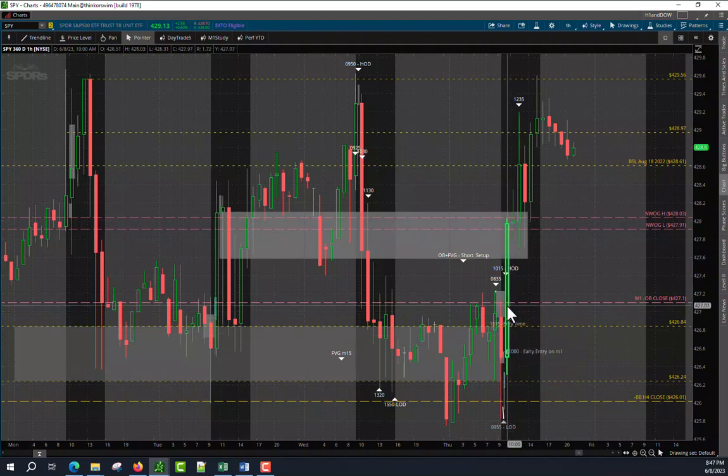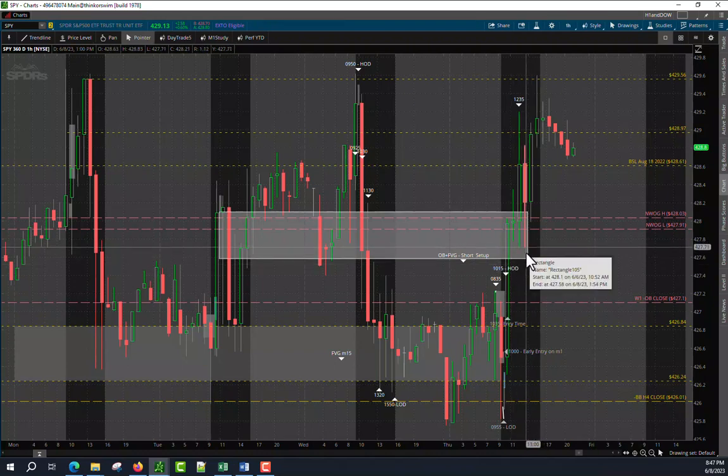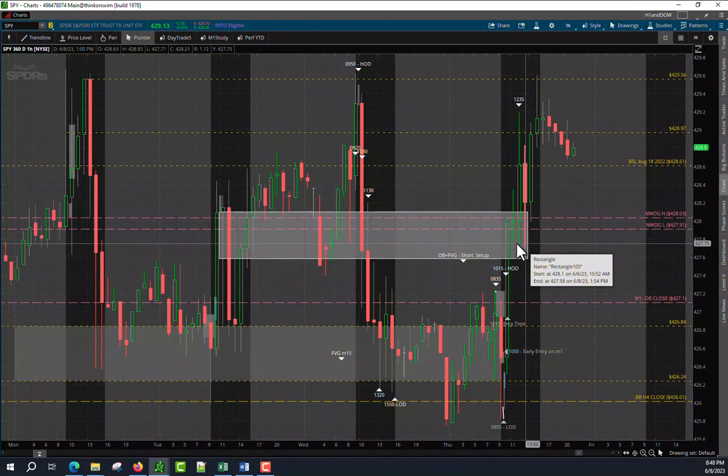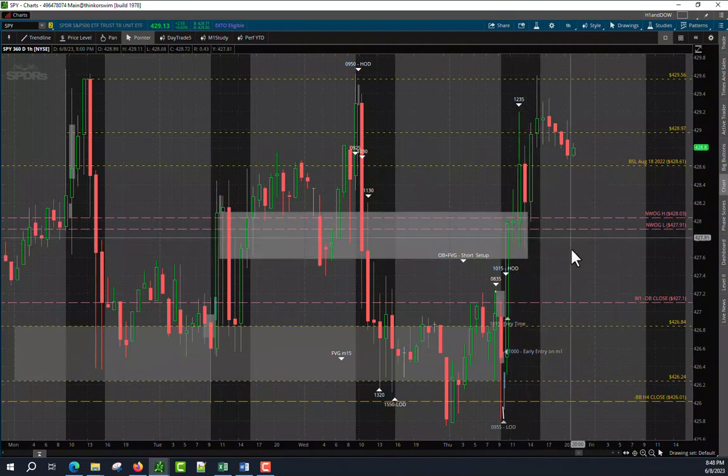We can re-enter here for a long position, but I advise we don't do it because it's too close to the target. That's not a good idea to enter here because it's too close to the target, so not worth the risk reward ratio. That's the 1 hour, right?